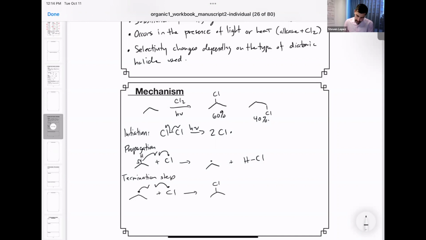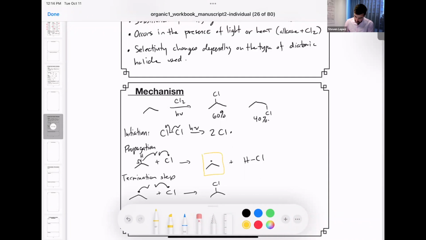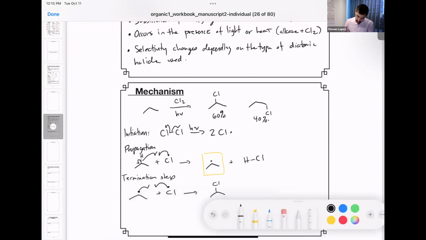The reason that this reaction is favored at the 2 position instead of the 1 position is that in the dominant pathway, the one leading to 60% yield, you form a secondary radical, whereas the analogous reaction for the disfavored product involves the abstraction at the 1 position.